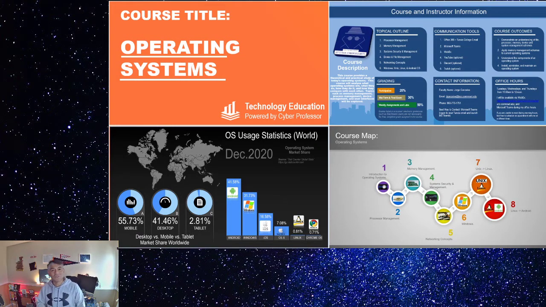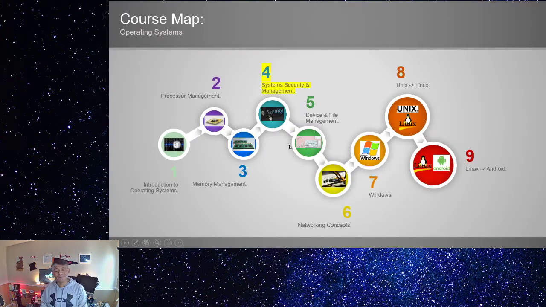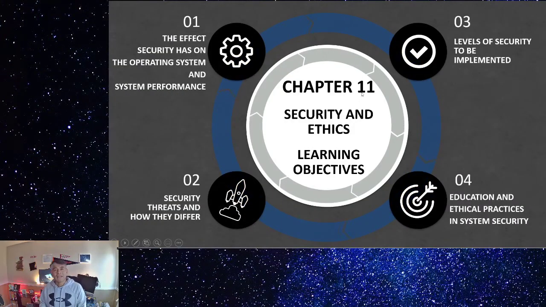Today we will continue our discussion on operating systems. As part of our course map, we have identified 9 different sections of the course that we will be covering. Number 4 is System Security and Management. This particular session will cover system security. Chapter 11 is the chapter in your textbook that covers system security in the operating systems.